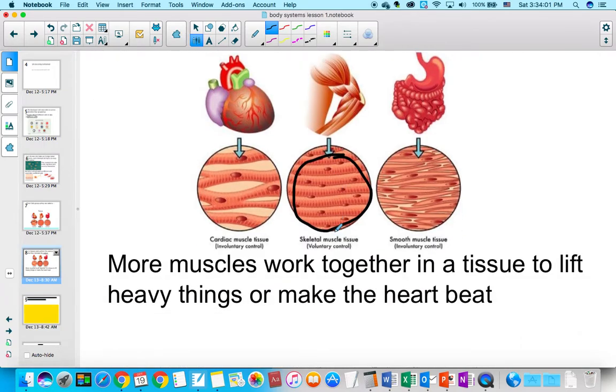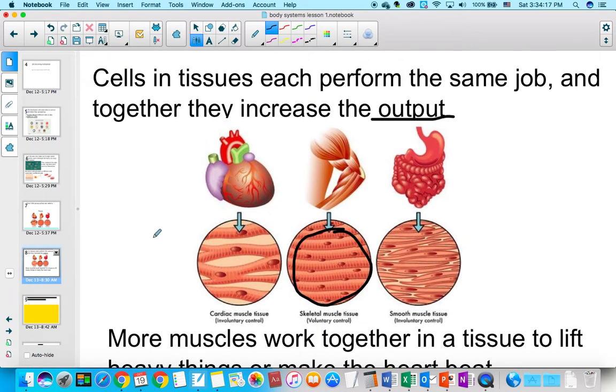So many muscle cells work together in a tissue to lift heavy things or make the heart beat, because the heart is such a powerful muscle. And so if you only had one cell working as your heart, you wouldn't be able to push those liters upon liters of blood in your system. And so a bunch of cells working together makes a tissue, right? If these cells are working together to do the same job, then you say that they are a tissue.